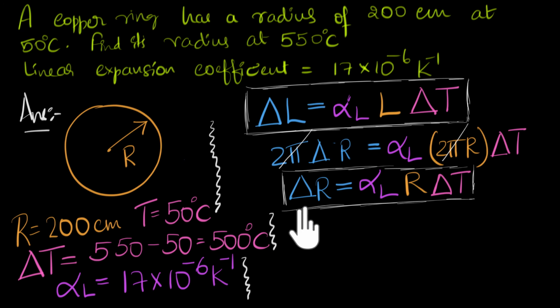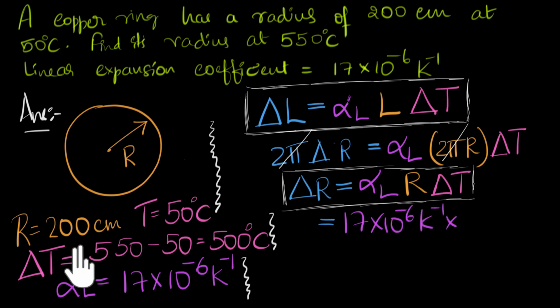Now notice that we know what alpha L is. We know what R is. We also know what delta T is. So we just have to plug in and figure out delta R. Whatever follows is just algebra. All right, let's do it. So alpha L is 17 times 10 to the power minus 6 Kelvin inverse, times R. R is 200 centimeters.